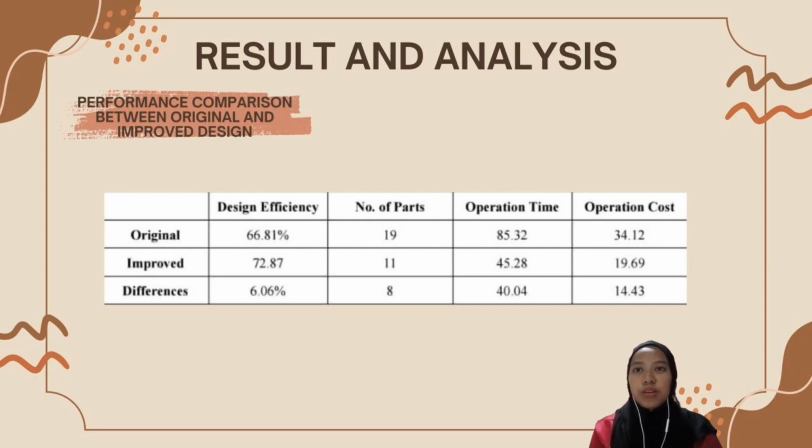So from this comparison, we can see that the improved design, which is the improved blender machine, achieves improvement in the design efficiency. We increased the design efficiency. We reduced the number of parts. We reduced the operation time. We also reduced the operation cost. So the improved design is better than the original design.